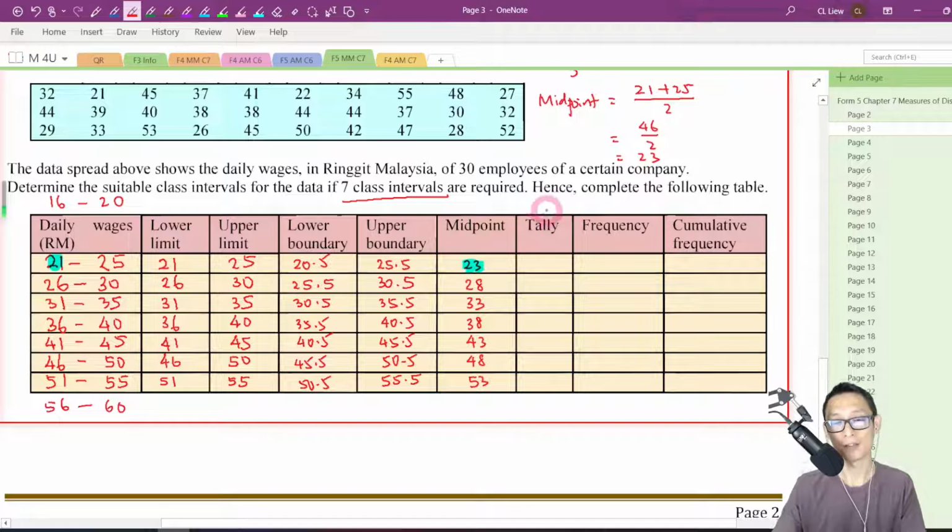Sometimes in the exam, we don't see this column which is tally. It will just ask you to fill out the frequency. So I suggest you use this column to help you get the frequency.